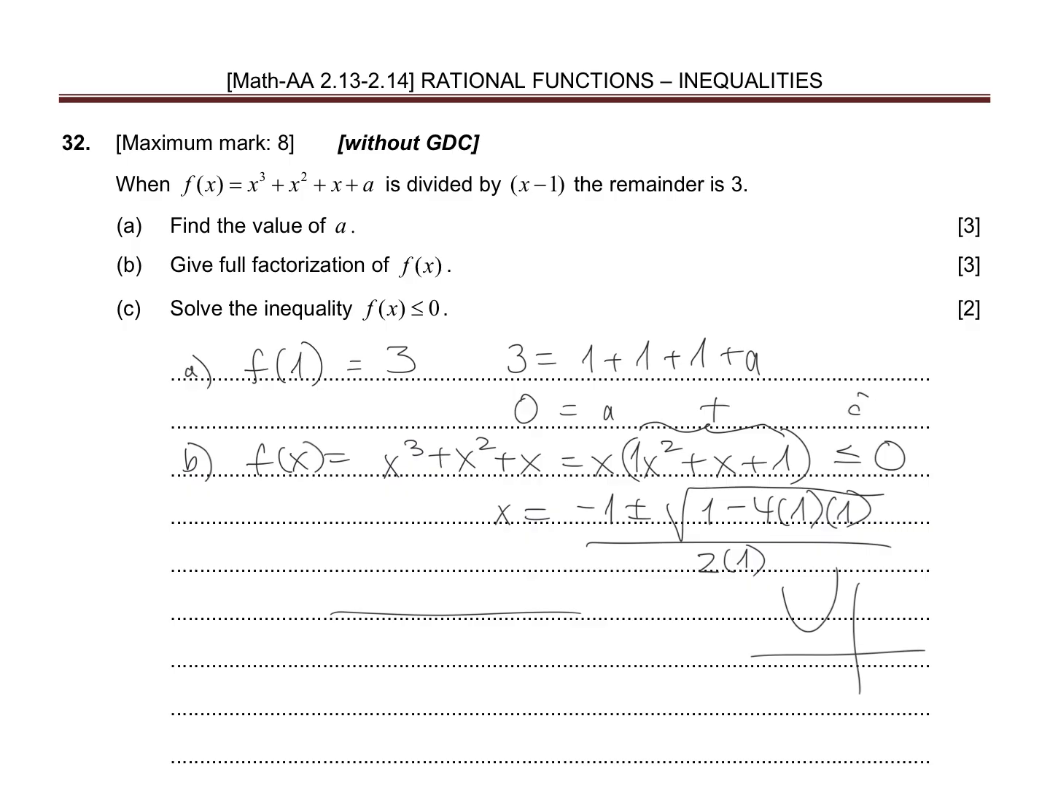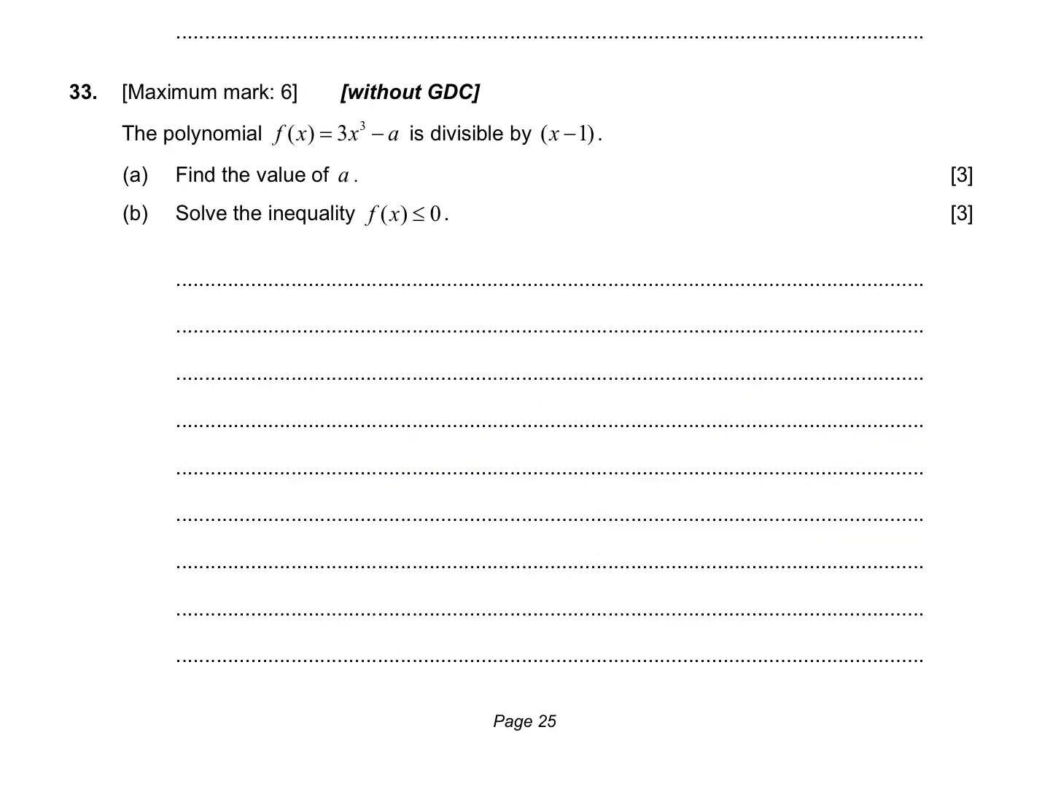For C, the only time it's equal to 0 is at 0 from this thing. So we need to check on either side, negative 1 and 1. If this thing's always positive, this is a negative and this is a positive. So we just have x is less than or equal to 0. All right, 33.